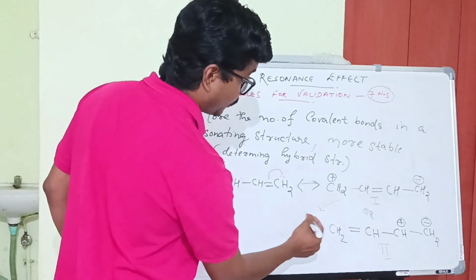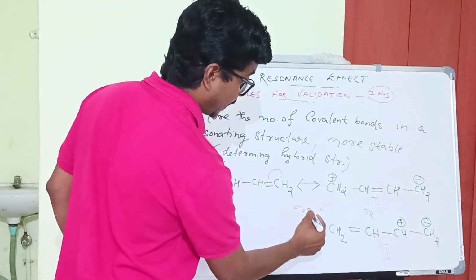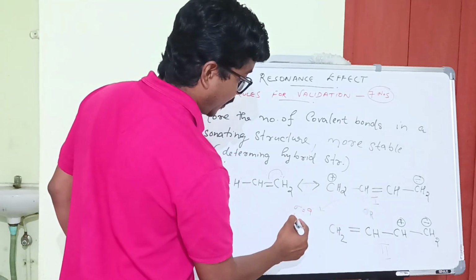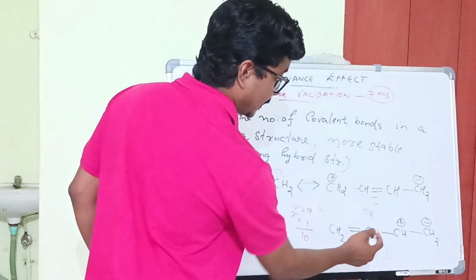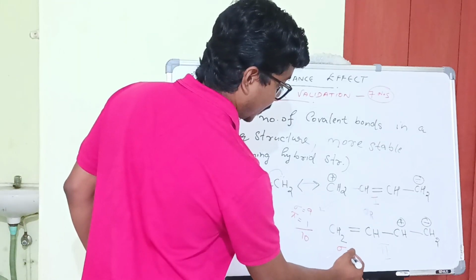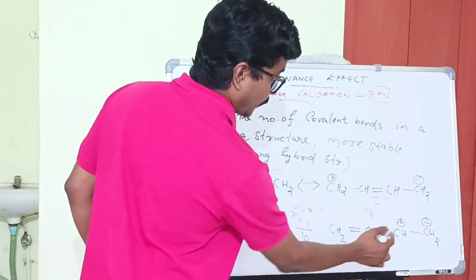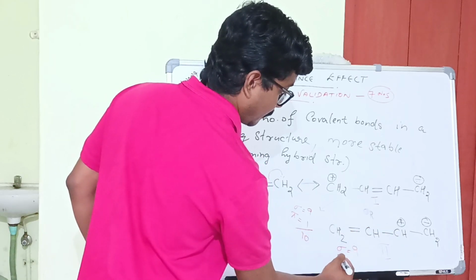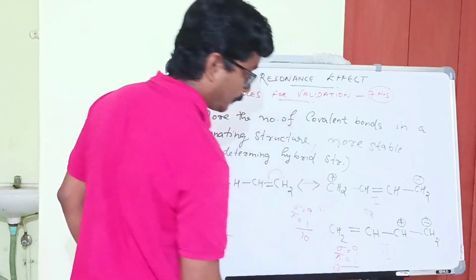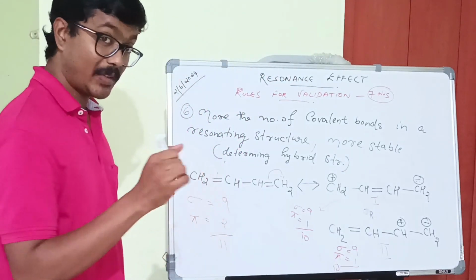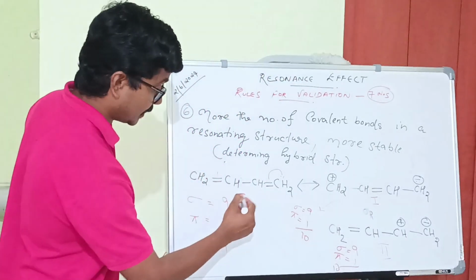So let's count the covalent bonds here. In this case, sigma bonds are 9, pi bond is 1, total 10. In this case, sigma bonds are 9, pi bond is 1, total is 10. Okay, so which structure is more stable? This one.